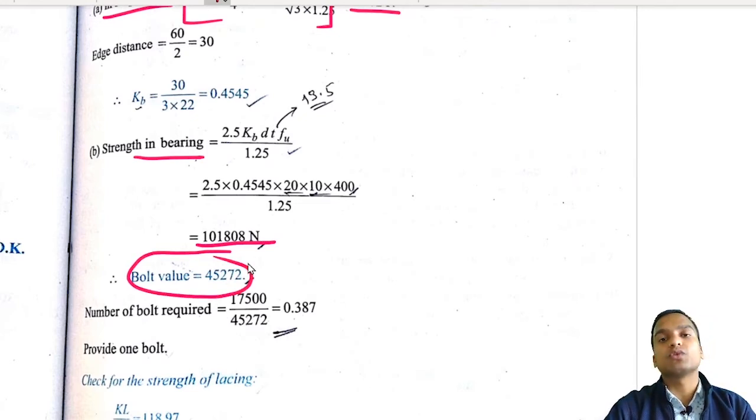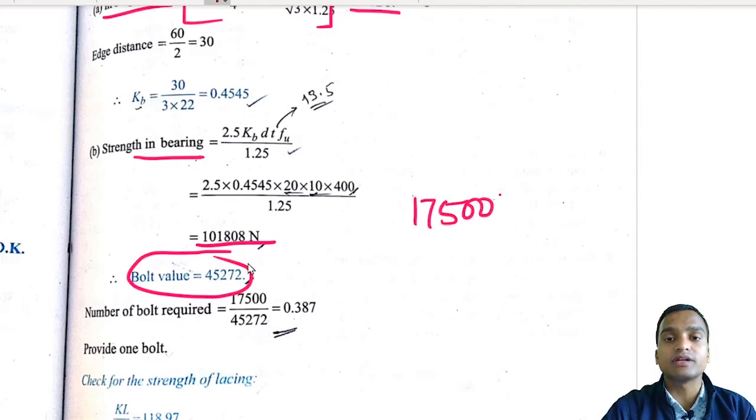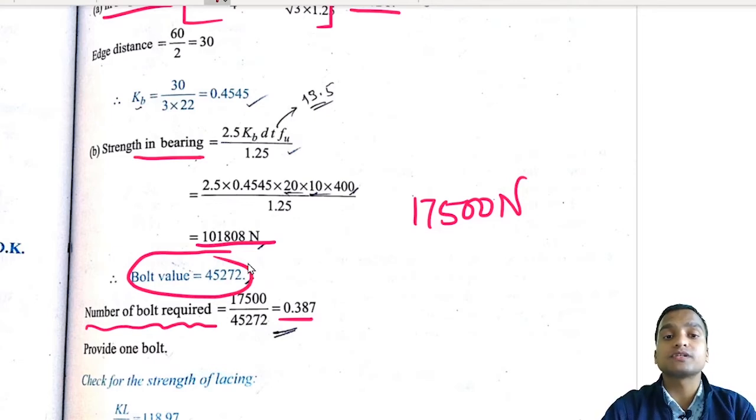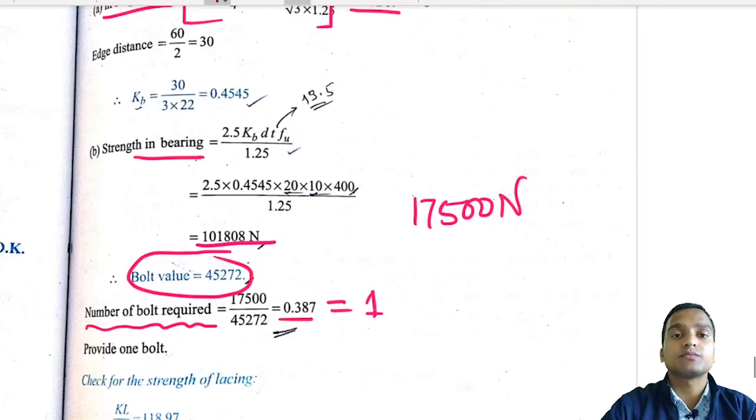Now how many bolts do I have to provide on each lacings, since the shear force that is coming on each lacing is 17,500 Newton. Now the bolt can take 45,272 Newton force very easily. So number of bolts required will be 70,500 divided by 45,272, and it comes out to be 0.387. So we round it off and we say that we are going to provide one bolt, okay. So that's why we have provided one bolt on each lacing.